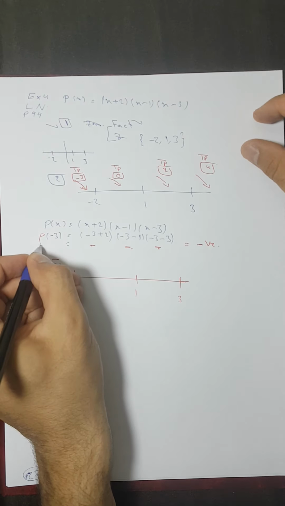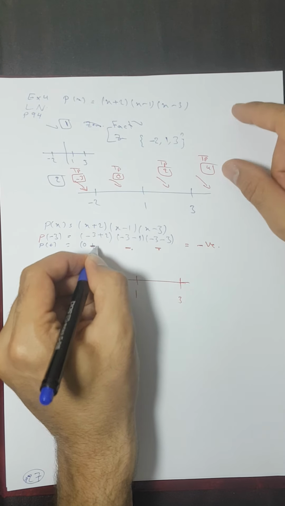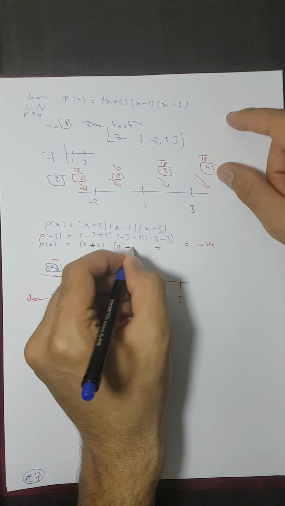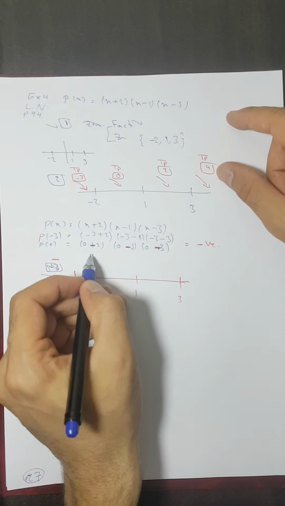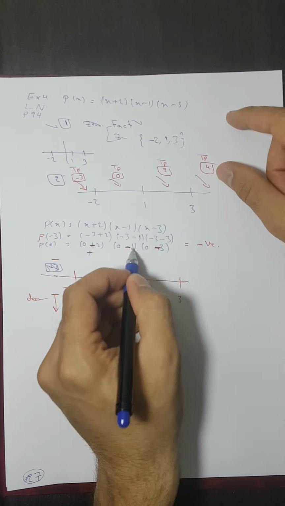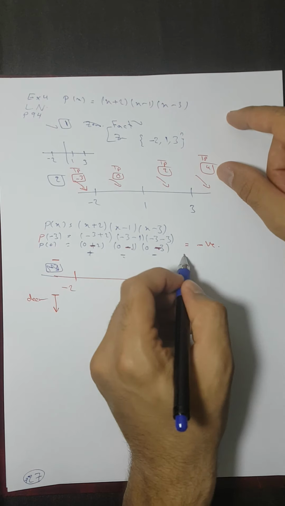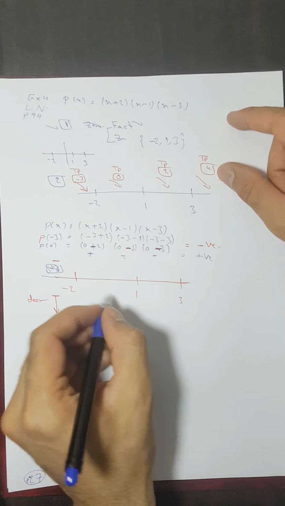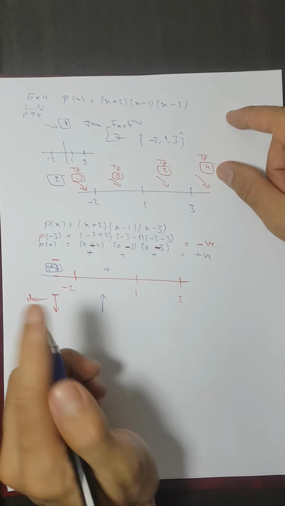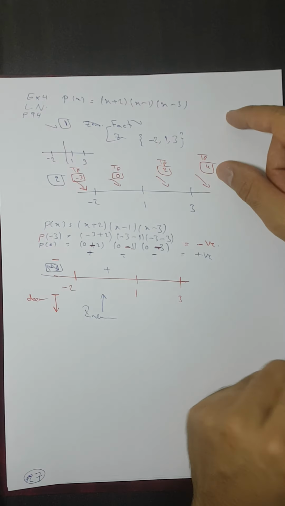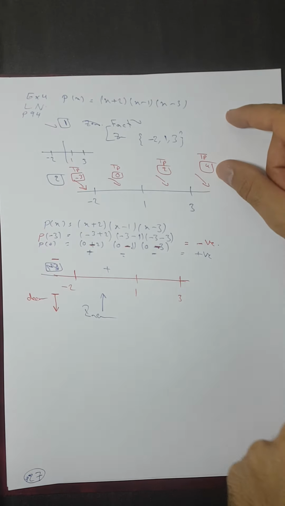Okay, how about between minus 2 and 1? If I put 0, I get 0 plus 2, 0 minus 1, 0 minus 3. So here I get positive, again negative, and again negative. Positive times negative is negative, negative times negative is positive. So between minus 2 and 1 I have a positive, which means increasing. My function is increasing, going from below the x-axis to above the x-axis.